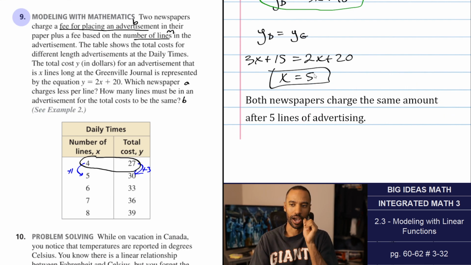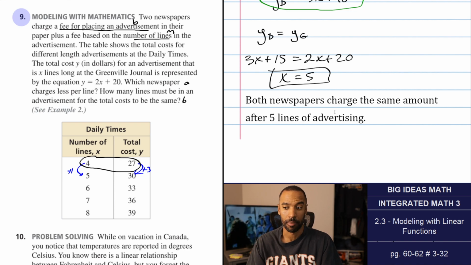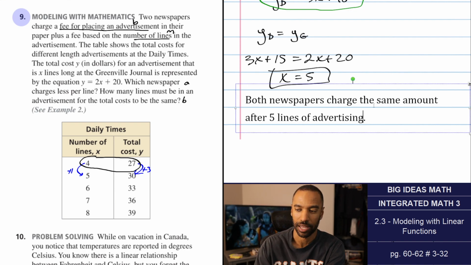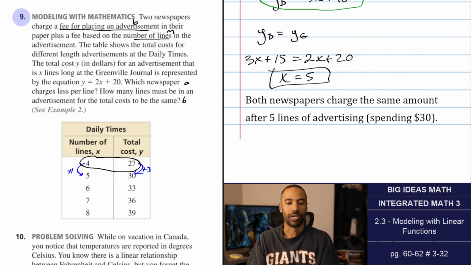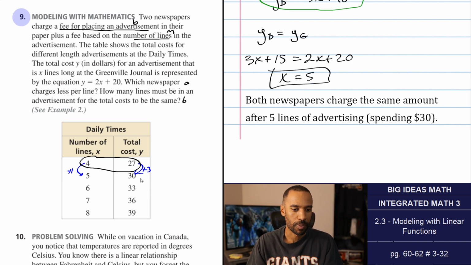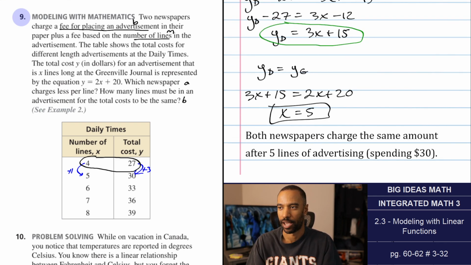See, there's an upfront cost. The upfront cost is $15 to place the ad, $20 to place the ad, $3 per line, $2 per line. Eventually, they both spend $30 for that. You can tell in the table. At 5, you spend 30. If you plug in 5 here, you also get 30. Okay, that's number 9. Number 10.